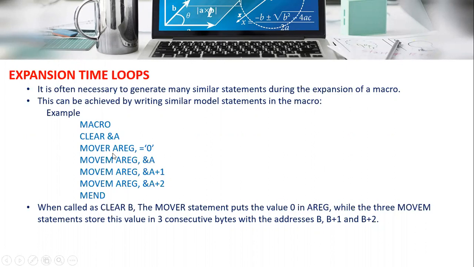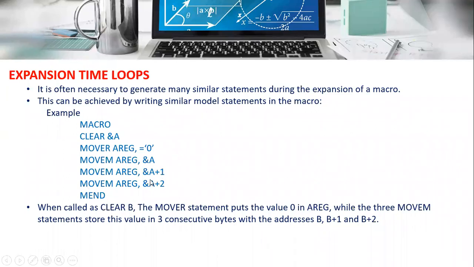Now in this case, the A register value can be considered as a single byte value, and these three model statements MOVE M, MOVE M, MOVE M can store the value or the address of this particular A in byte format according to this increment. Suppose here A represents 1 byte, here A plus 1 is the 2nd byte, here A plus 2 is the 3rd byte. According to this incrementation, we can execute the same MOVE M model statement. Now this is the repetition of a single statement according to the specific operation.